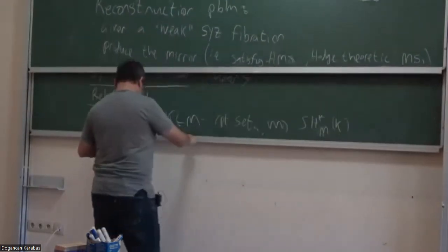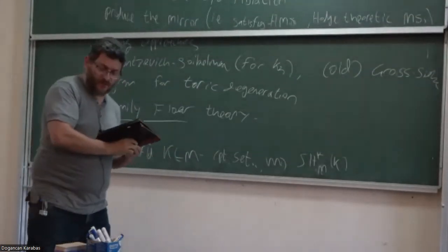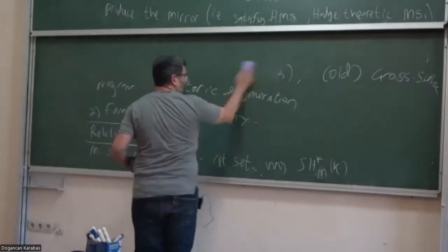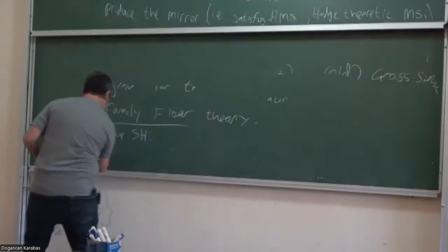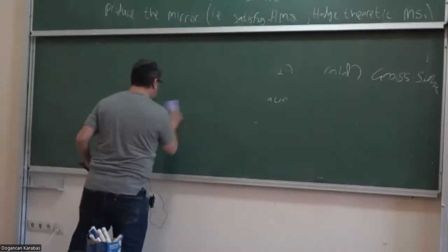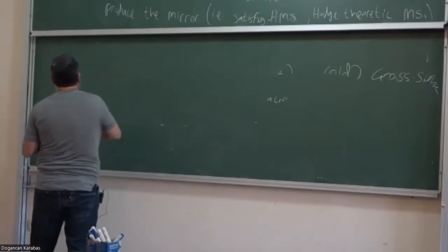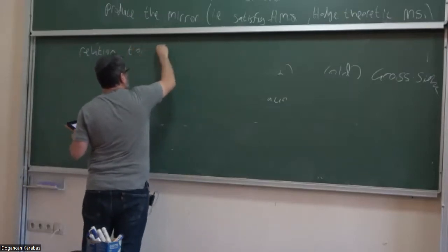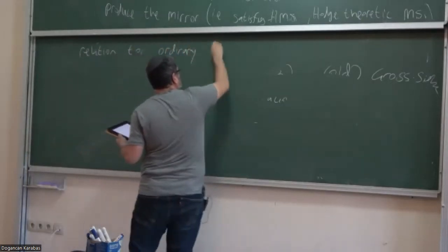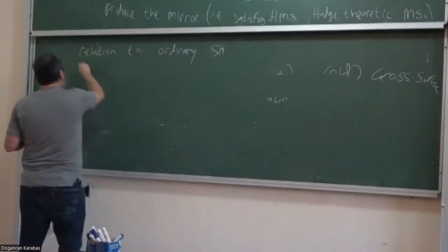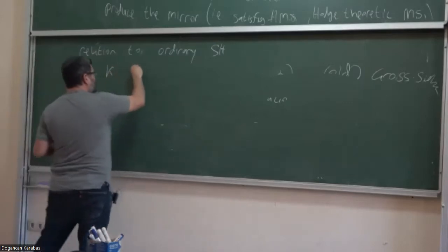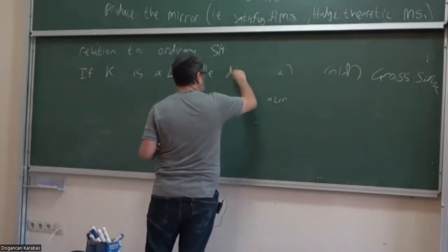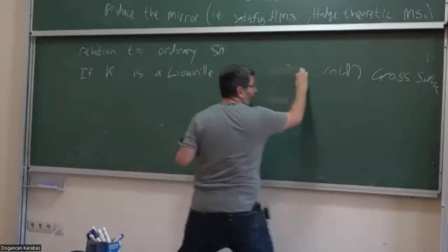The general thing that I want to say is for people who are familiar with the notion of symplectic homology: what is the relation to ordinary symplectic homology? So let's say K is a Liouville domain. Note that in general, K can be an arbitrary compact set.